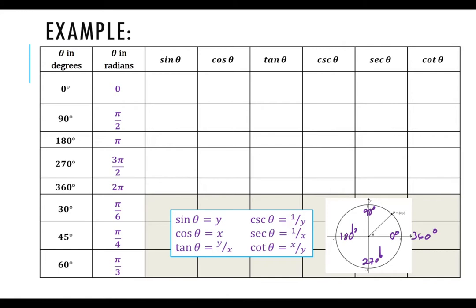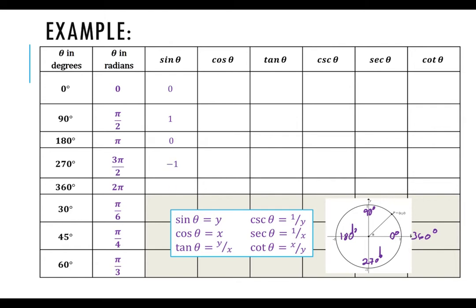Now we can find the quadrantal angles for all 6 of our trig functions. Sine of 0 is 0. Sine of pi halves is 1. Sine of pi is 0. Sine of 3 pi halves is negative 1.